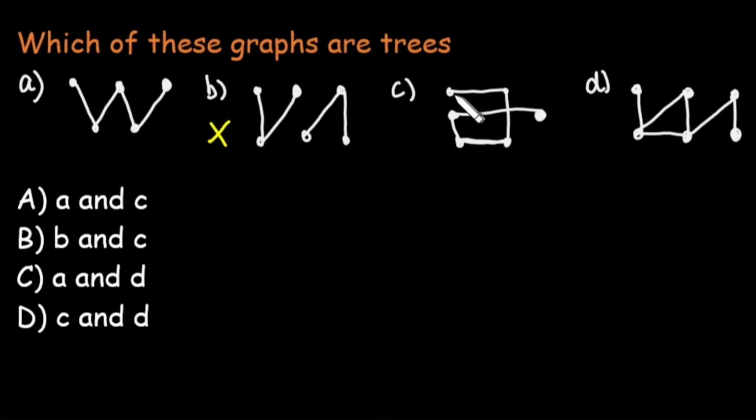What about C? Is this connected? Yes. Does this contain any circuit? No, because the vertices are represented here, but this is just the intersection of the edges, so it is not creating any kind of circuit. Hence C is also a tree. What about D? No, because we are getting a circuit in this case. Hence option A is correct, which says that A and C are the trees.